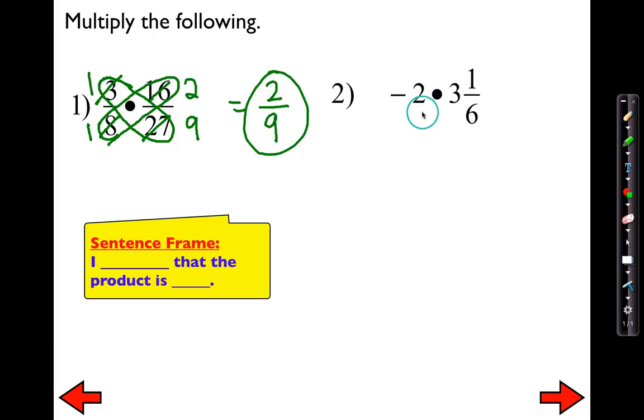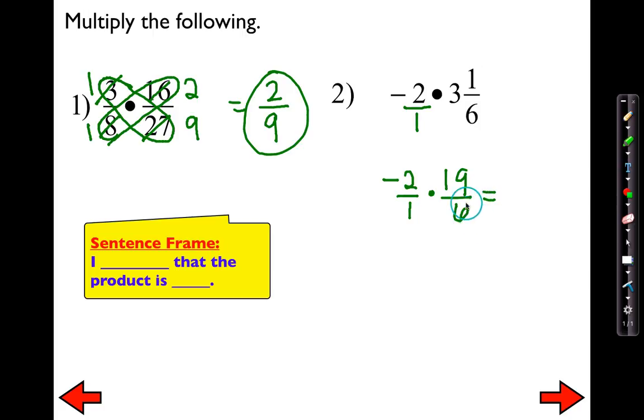Now let's take a look at number 2. Number 2 is a little bit more advanced because we have to remember a few things. Number 1, if we have a whole number, we need to first turn it into a fraction by simply putting it over 1. And the second part is if we have a mixed number, we need to remember to turn it into an improper fraction. So I'm going to go ahead and keep this as -2 over 1. 3 times 6 is 18, plus 1 is 19. So we have 19 over 6.